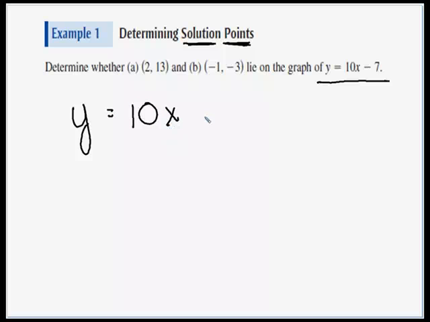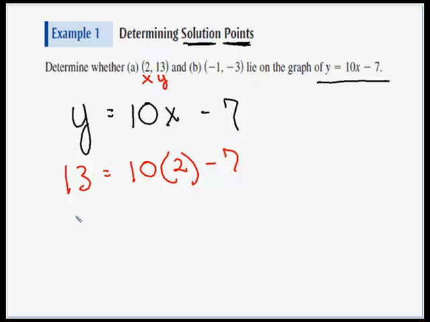So it's y equals x to the first power. That tells me it's going to be a straight line. And all they're asking us to do here is plug in these points and see if they are in fact on the line. So here our x value is 2, our y value is 13. So I'm going to replace y with the 13. I'm going to replace the x with the 2. And I'm going to see if this is a true statement.